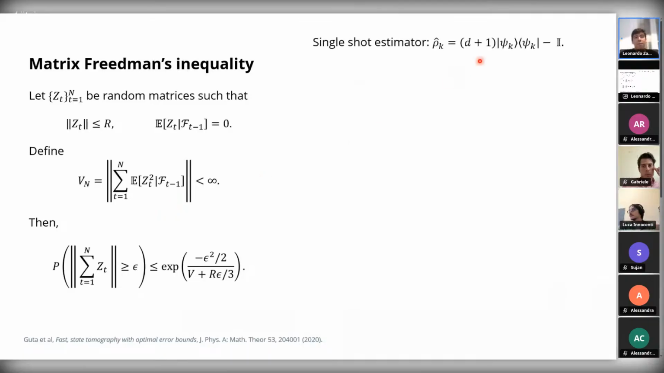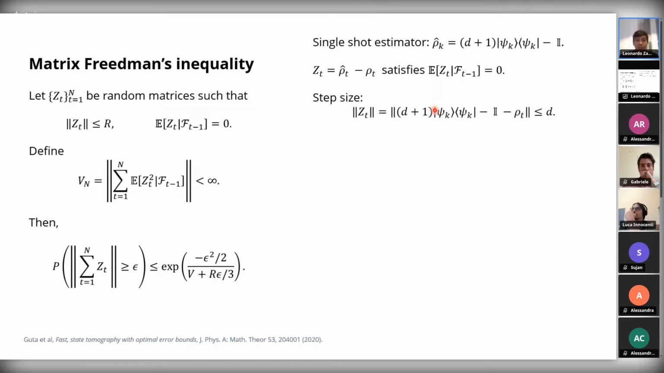As an example, if you have this single shot estimator, that is the one you get when your measurements form 2-designs, this estimator is conditionally unbiased. So conditional on the past, the expectation is 0. Then if you calculate the spectral norm of this operator, you find that it is bounded by the dimension d, because you have this d plus 1 factor in front.